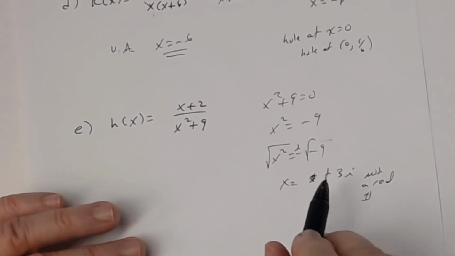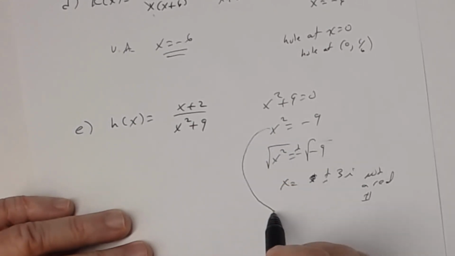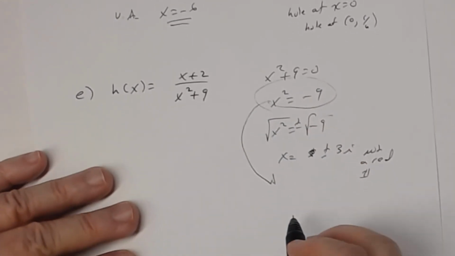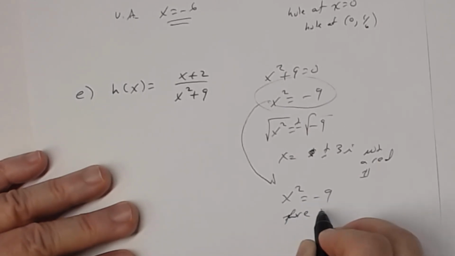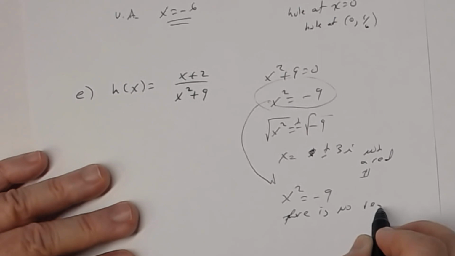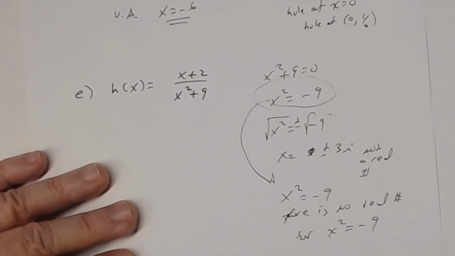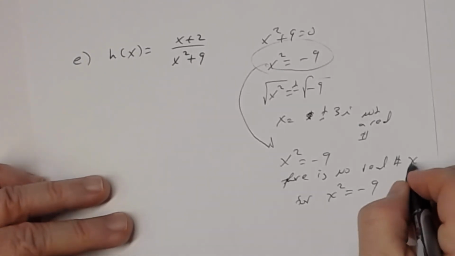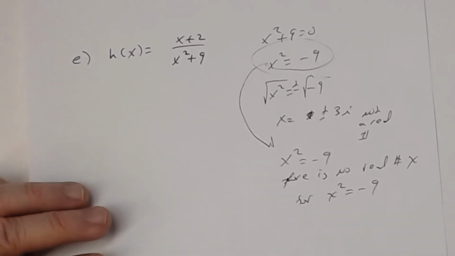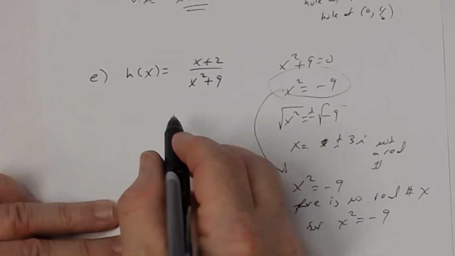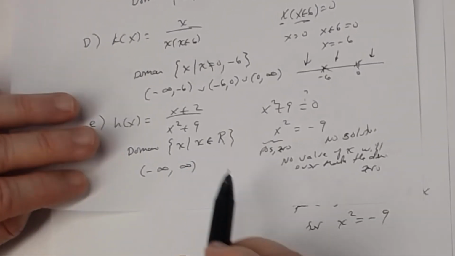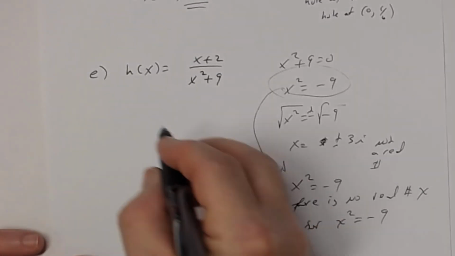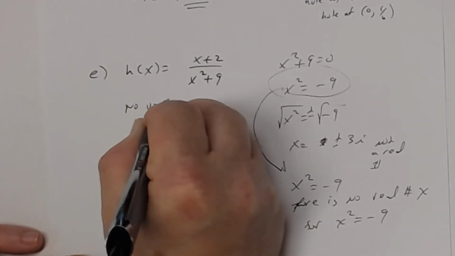So what that means when you go back here, x squared equals negative 9, there is no real number for which x squared equals negative 9. There's no real number x for which x squared equals negative 9. So what that means is that the domain, remember the domain is all real numbers. All right? And in terms of vertical asymptotes, that means that there is no vertical asymptote.